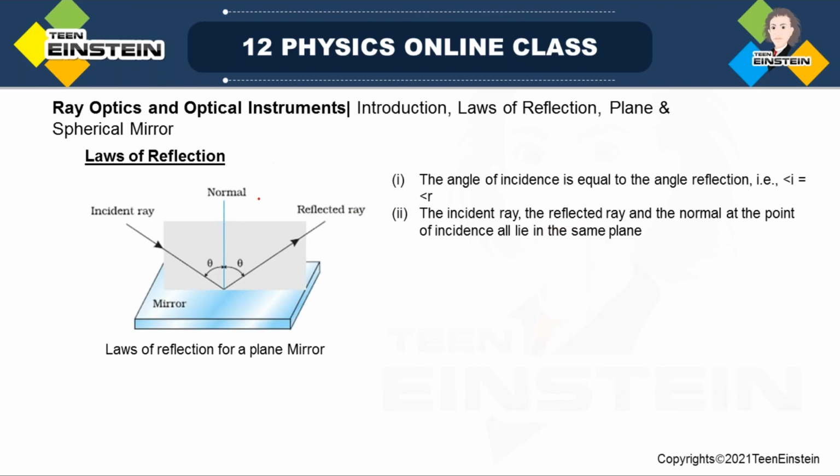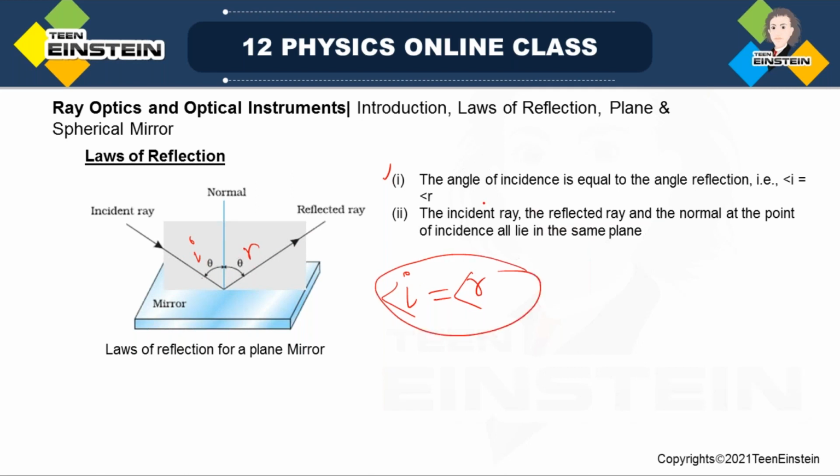So you are familiar with this law, still I'll just repeat it for your recapitulation. So the laws of reflection: the first one is the angle of incidence is equal to the angle of reflection. From here, this is the normal, and this is the angle of incidence, theta, you can say I. And this is called the angle of reflection, which is also the same. If you say R, this I and R will always be the same.